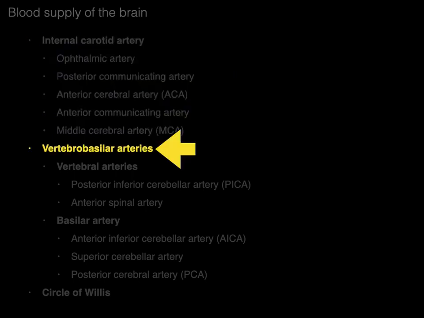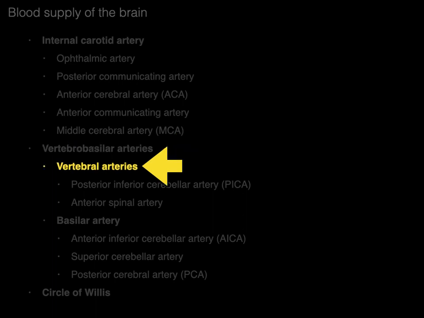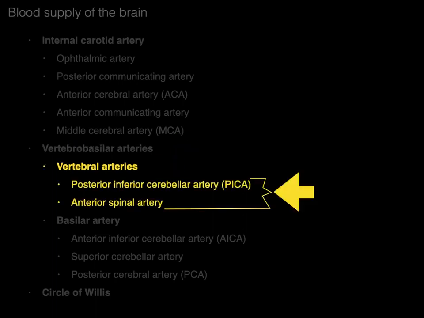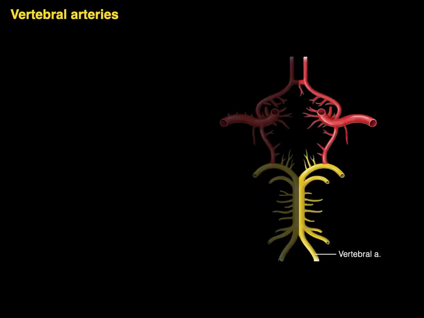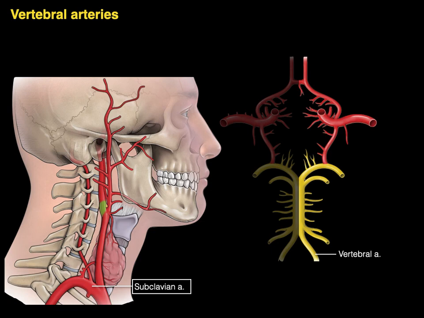Now let's go to the vertebral basilar arteries, consisting of the vertebral and the basilar arteries. So now let's take a look at the vertebral arteries and its branches. So the vertebral artery is located there. It's paired, one on either side, and it arises from the subclavian artery, and it ascends up the neck through the transverse foramina of the cervical vertebrae, through the foramen magnum and into the skull.